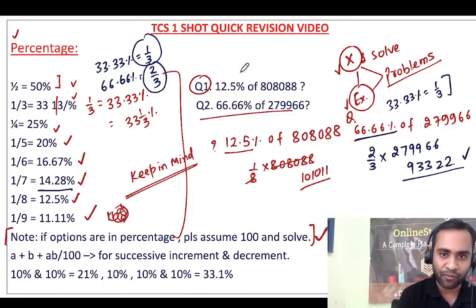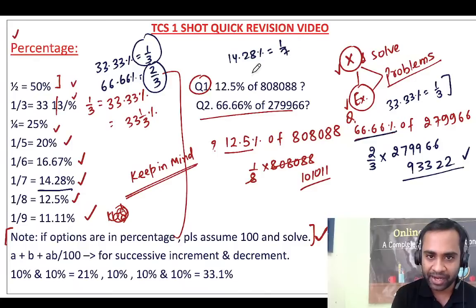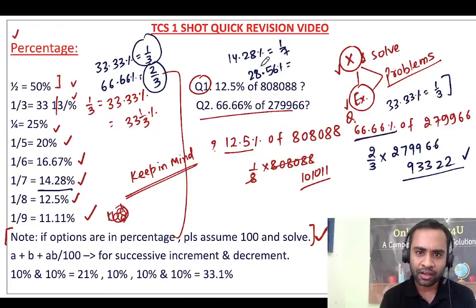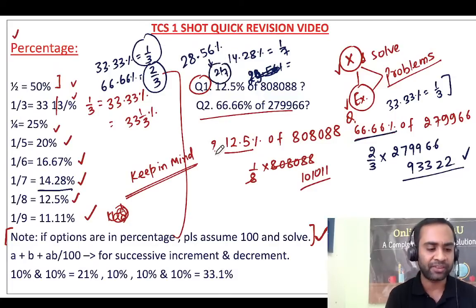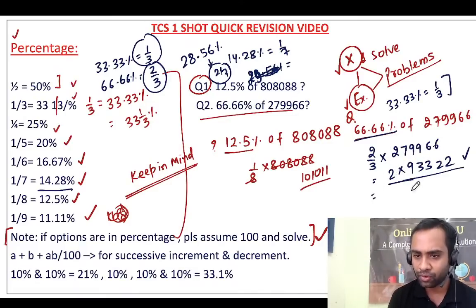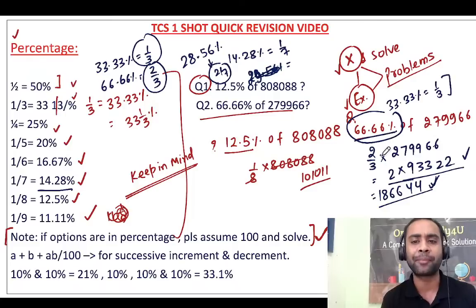See, here they have given 14.28 percentage is equal to 1 by 7. They might give you 28.56 percentage. Then what you will do, sir? It is 2 by 7. That's all clear. Sir, it is 2 by 7, so you have to multiply by 2. I am just telling you how exactly you have to proceed.